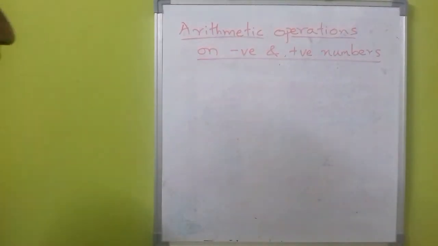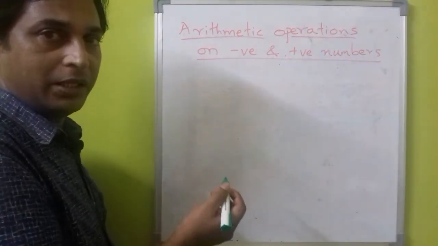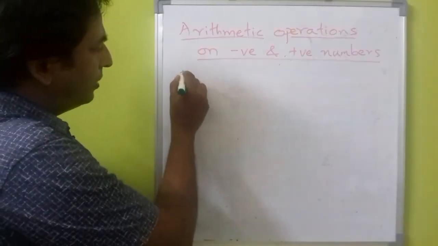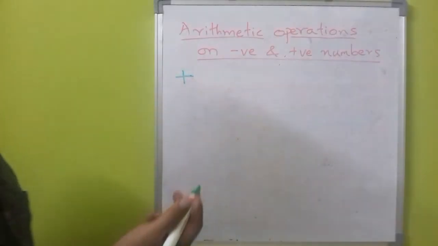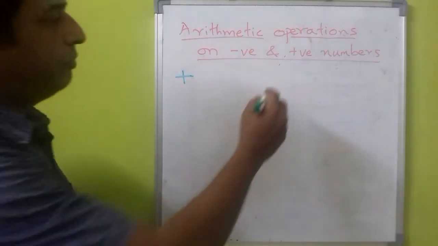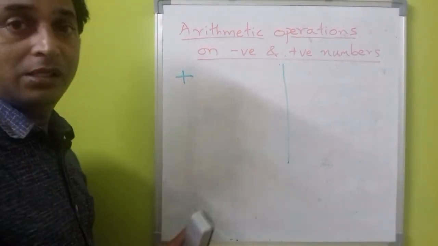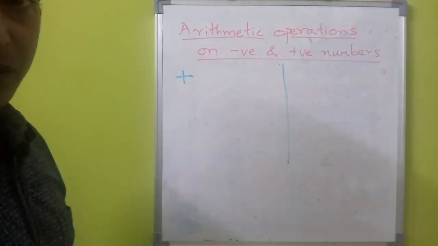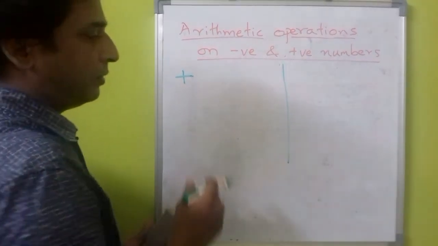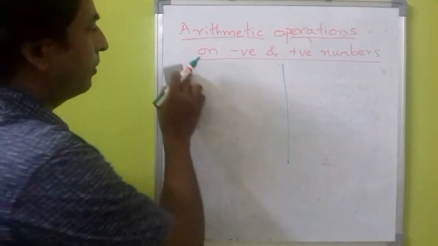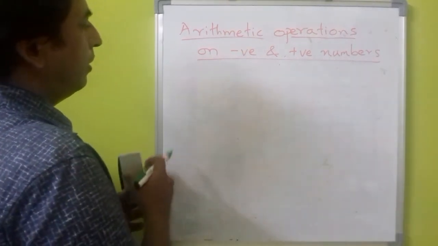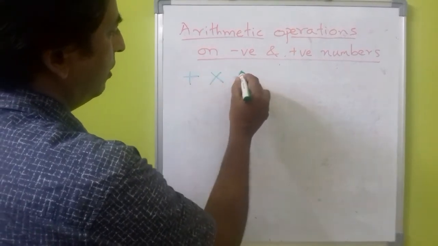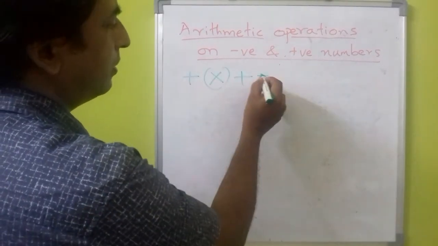So let us get into the multiplication and division. Here the rule is the same. You can take division as multiplication by the multiplicative inverse. Okay, let us multiply a positive number with another positive number. So the result is positive.